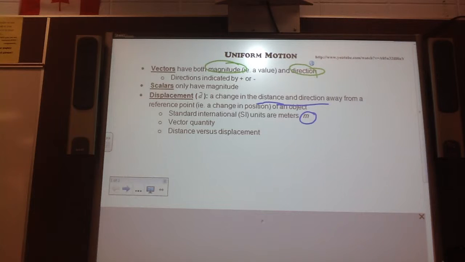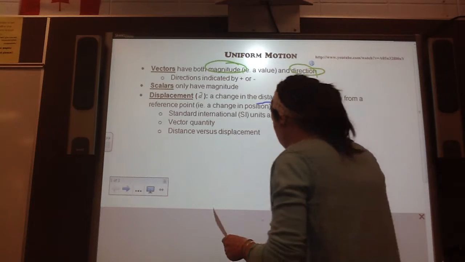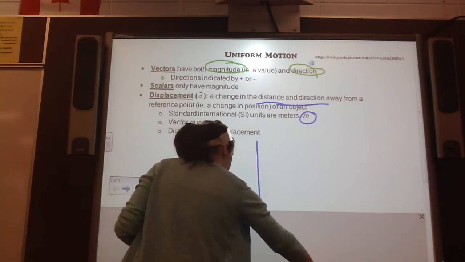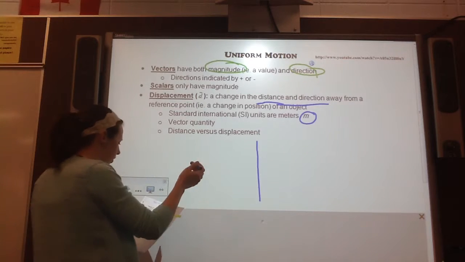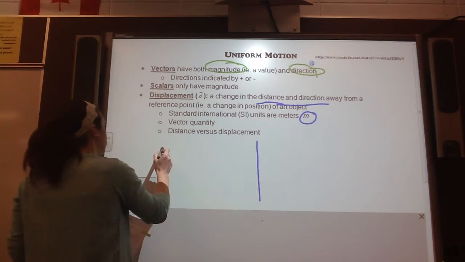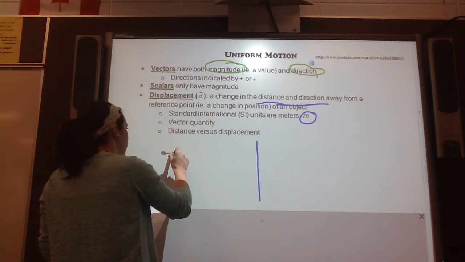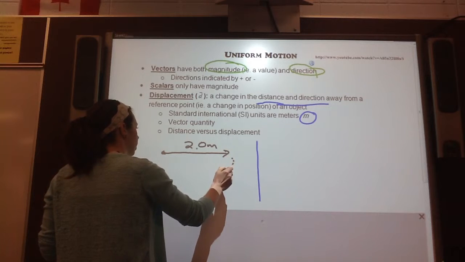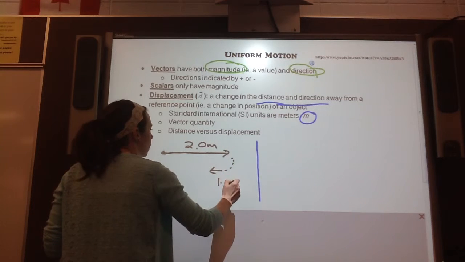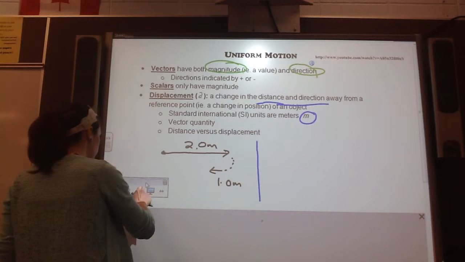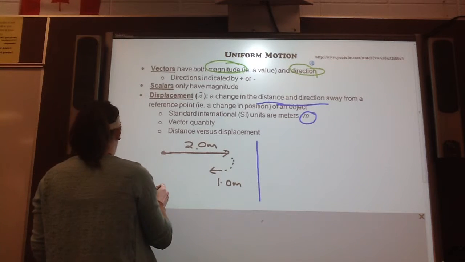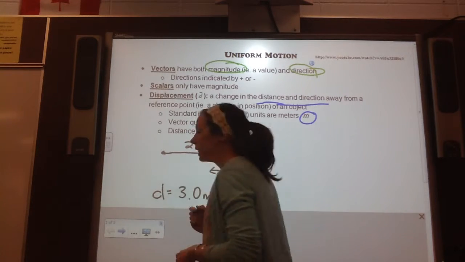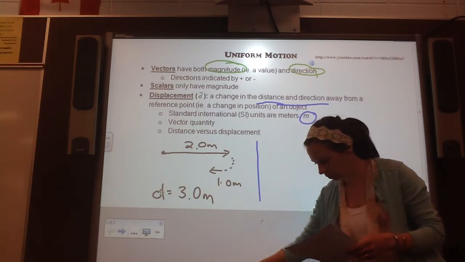Okay, so distance versus displacement. Let's do the example, like we had just talked about. You have distance on the left. Say I start at a reference point and I go 2.0 meters that way, and say I turned around and I went 1 meter the other way. So the distance then, of course, is just 3 meters. So d is equal to 3.0 meters.